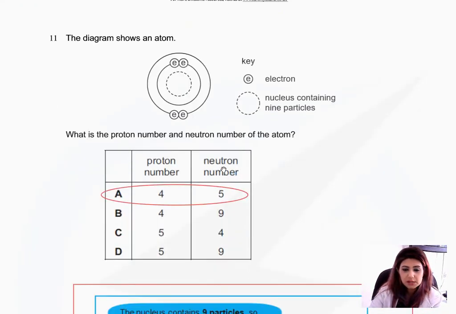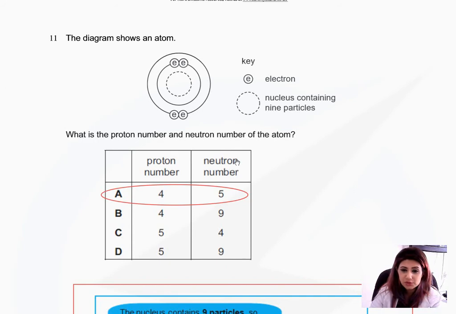11. So how many protons and neutrons? If I have 4 electrons, I would have 4 protons. So between A and B, because it's an atom. If it was an ion, it would be hard to figure out how many protons, because the number of protons and electrons will not be the same. But if it is an atom, proton and electron are the same. So if I have 4 electrons, I would have 4 protons as well.